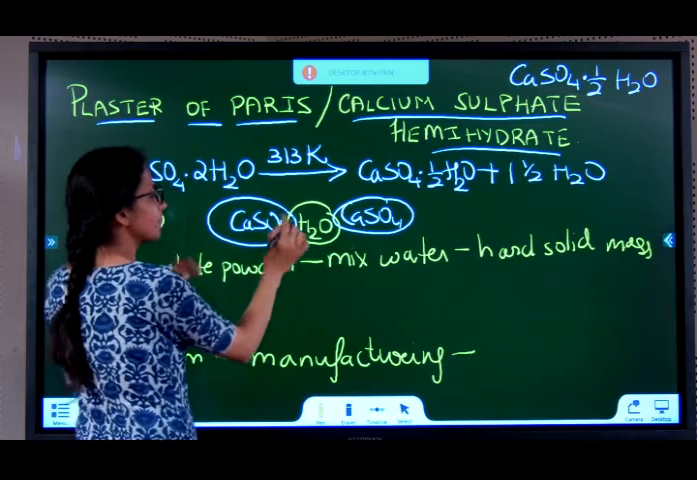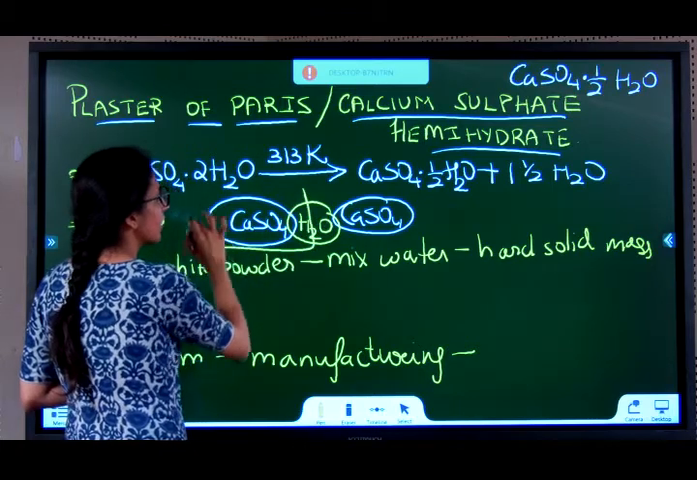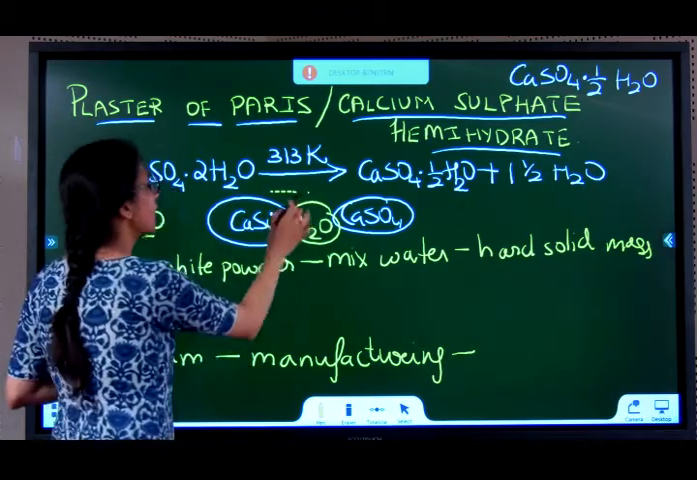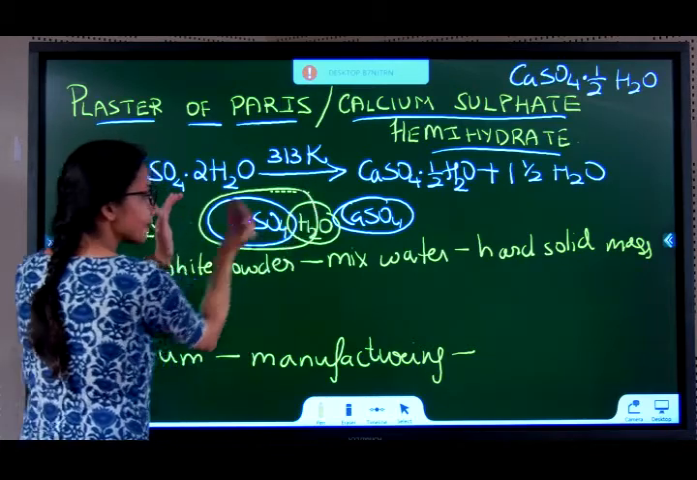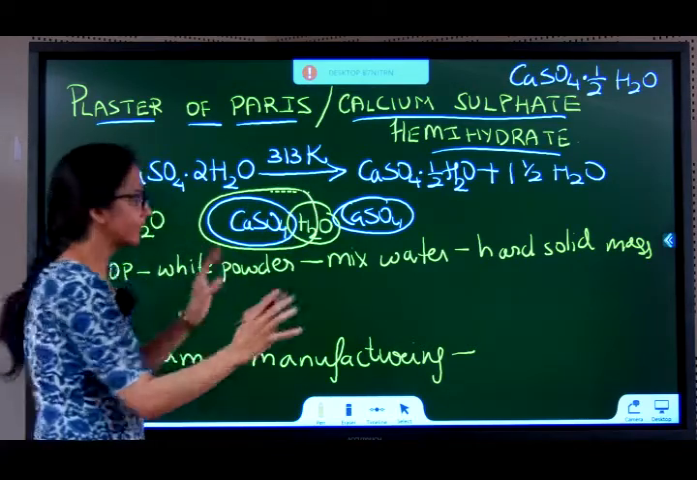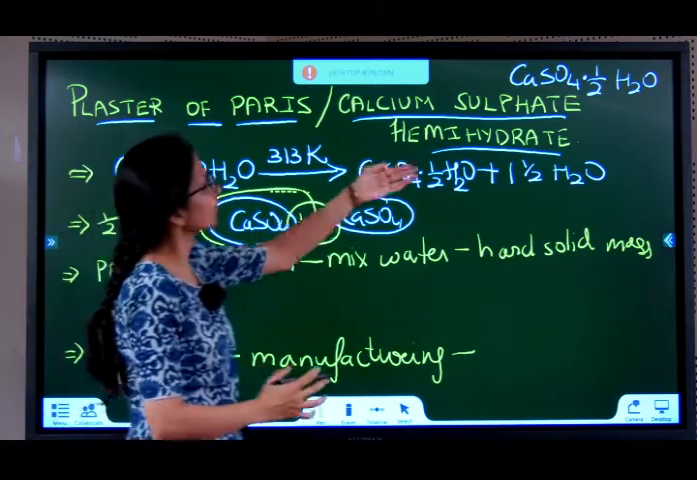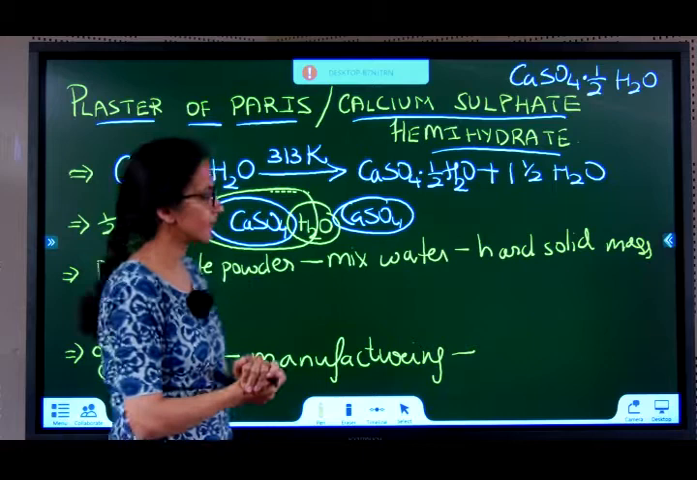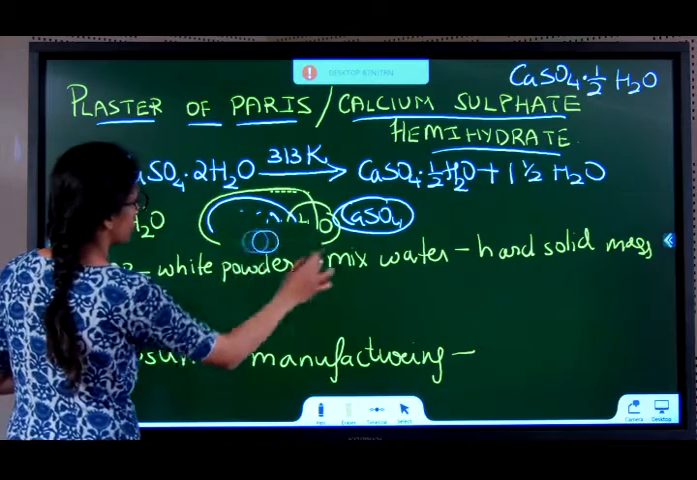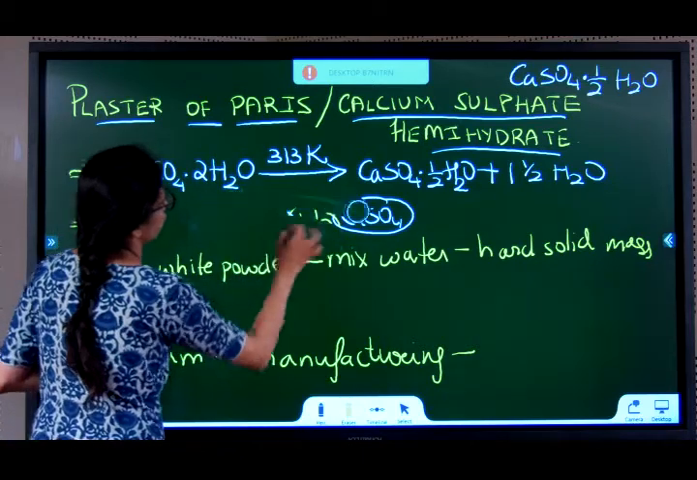That means one calcium sulfate is getting how much? A proportion of half water molecule. Does it exist separately as half? No. In reality, they exist as 2 calcium sulfates sharing one water molecule. In the reaction, we just represent it like this. So I hope you understood what that half H2O means.